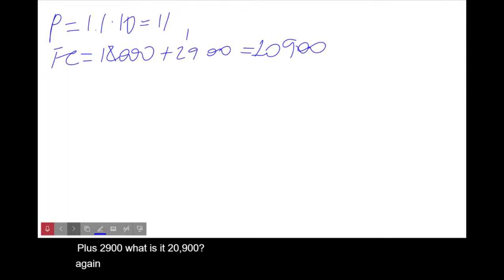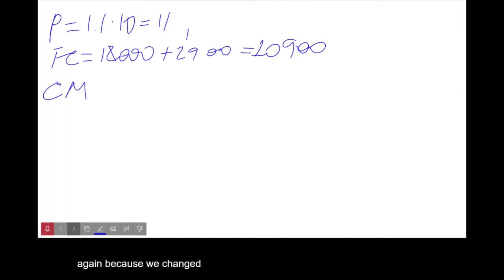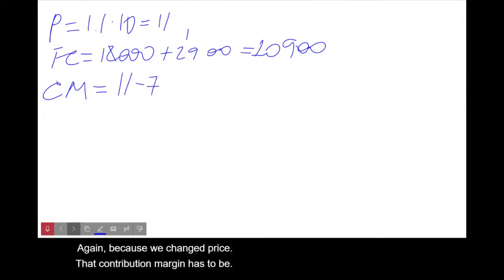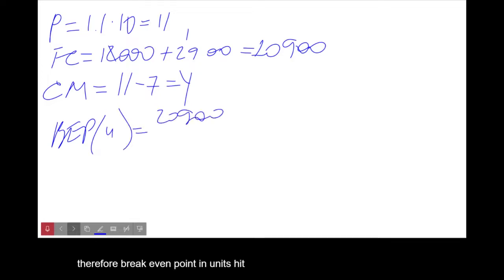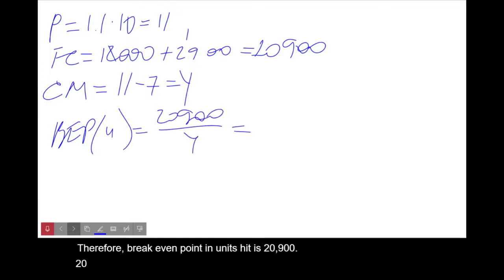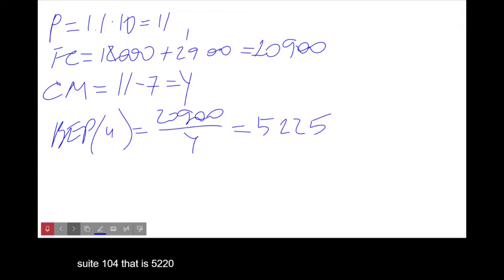Again, because we changed the price, the contribution margin has to be recalculated. 11 minus 7 is 4. Therefore, the break-even point in units is 20,900 over 4, that is 5,225 units. That is the answer.